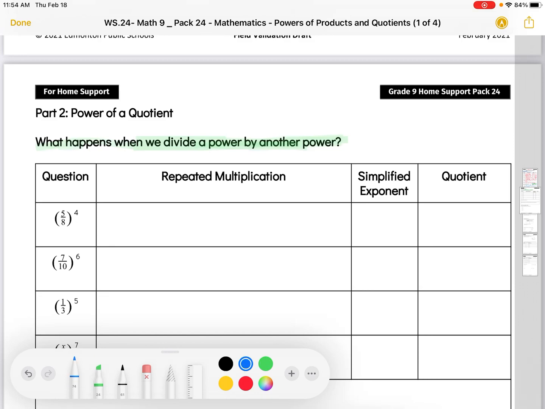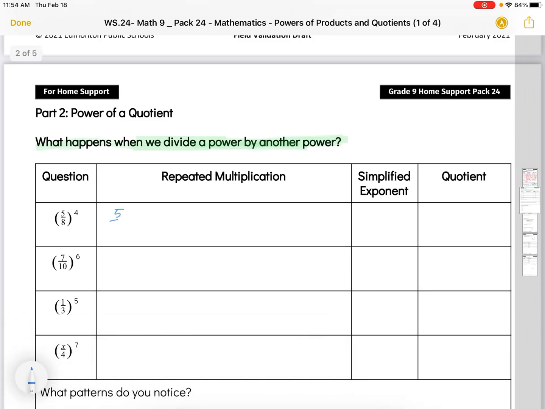So, repeated multiplication here. We would have 5 to the 8 times 5 to the 8 times 5 to the 8 times 5 to the 8. So this would be on top 5 to the 4 over 8 to the 4, right? So that would be our simplified exponent, right? Now our quotient, we can evaluate on the top. 5 to the 4 is 625. And on the bottom, 8 to the 4 is 4096. Okay.